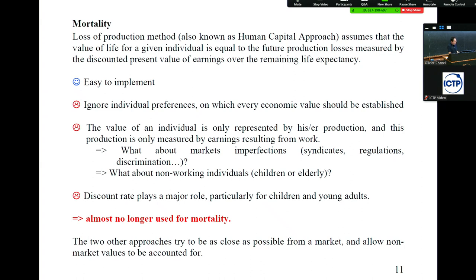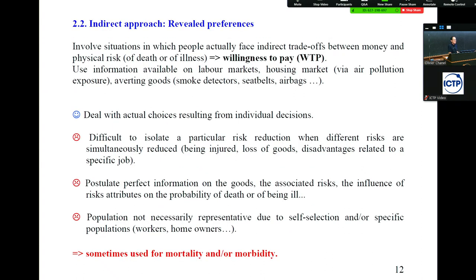The two other approaches that can be used are the indirect approach and the direct approach. The indirect approach, known as revealed preferences, involves situations in which people actually face a trade-off between money and physical risk of death or physical risk of illness. And what the observation of this market reveals are willingnesses to pay.